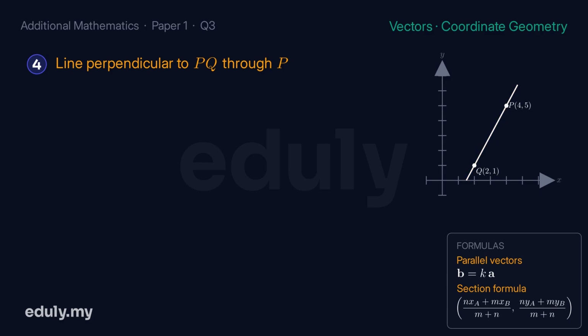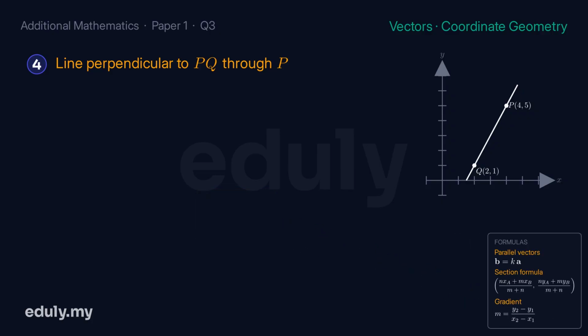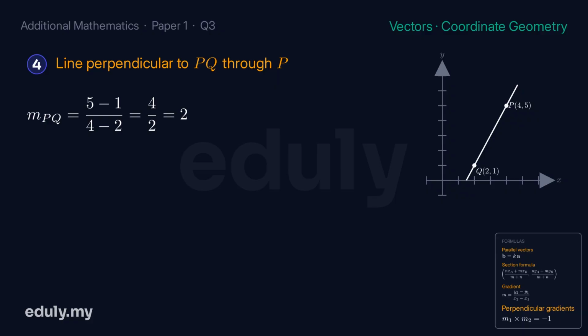On to part C. For part C, here are the 2 points P and Q and the line through them. Part C, we want the line perpendicular to PQ that passes through P. First, the gradient of PQ. Gradient is the change in y over the change in x. From P and Q, 4 over 2, which is 2. Perpendicular gradients multiply to negative 1, so we flip and change the sign. The gradient of PQ is 2, so the perpendicular gradient is negative 1/2.